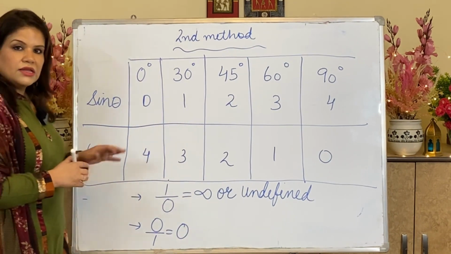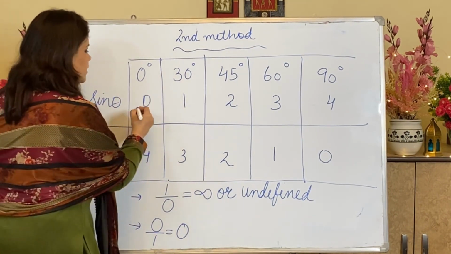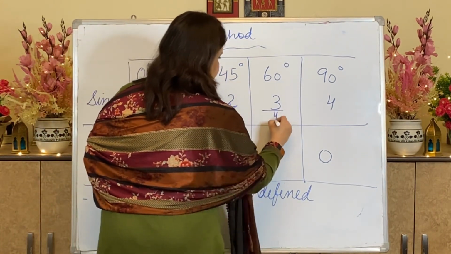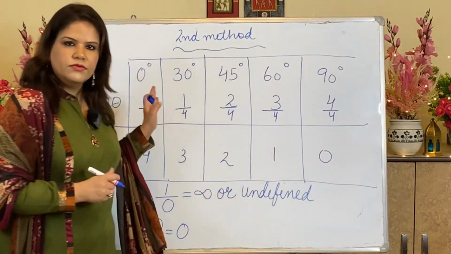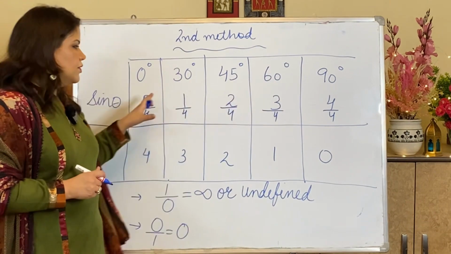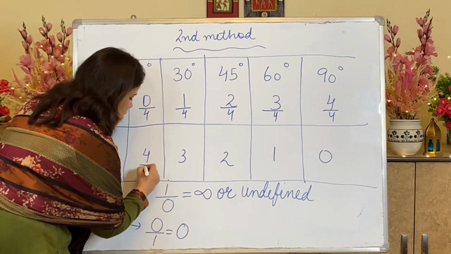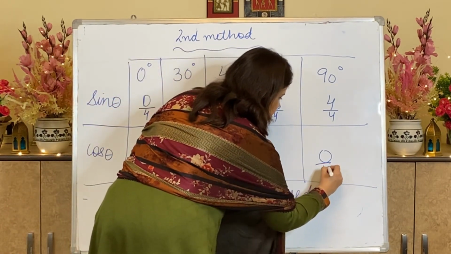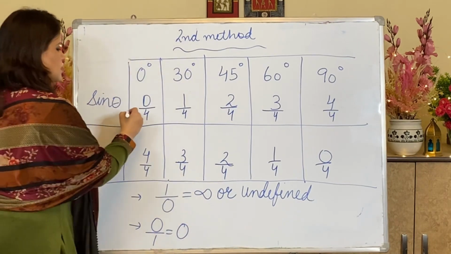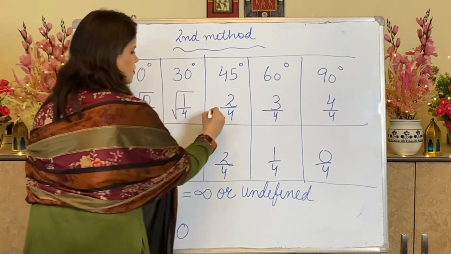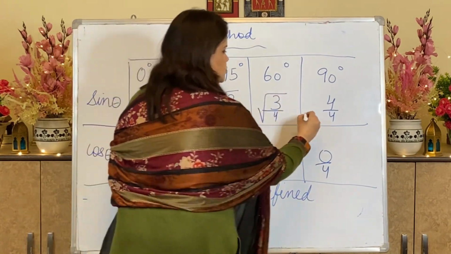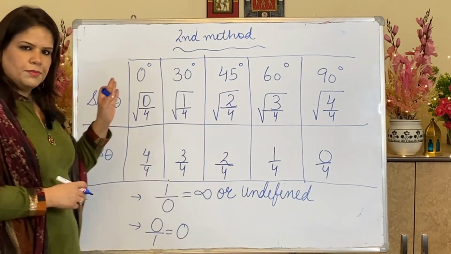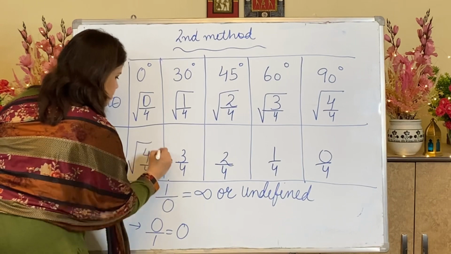Now how to get the values of sine and cos? You will divide all these values by 4. First I have written 0 to 4 and then I have divided all the values by 4. Same in cos. And then I will be taking their square root. So there are 3 steps of finding the values. First you will write 0 to 4, then you will divide by 4 and then you will take their square root.